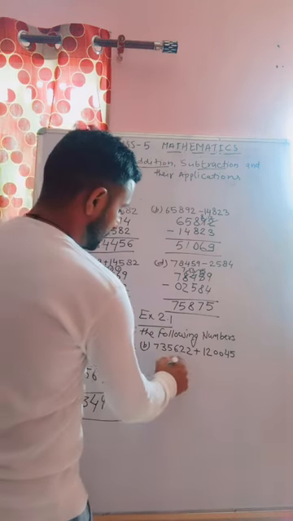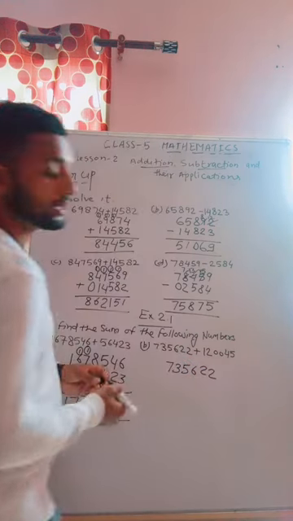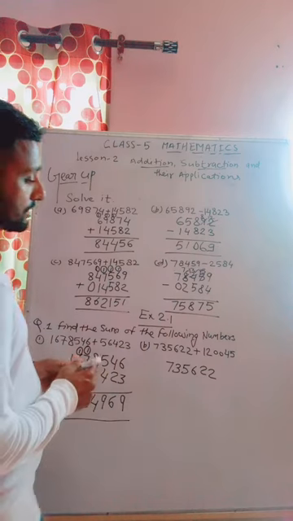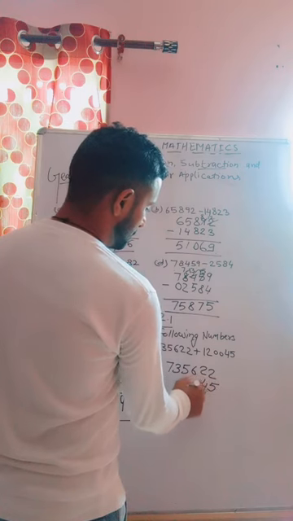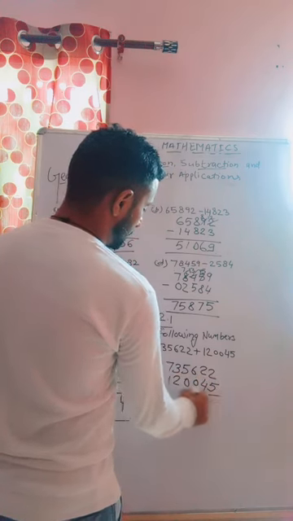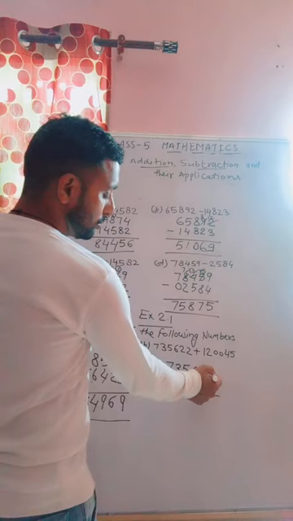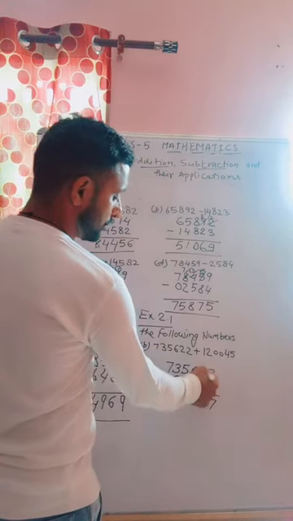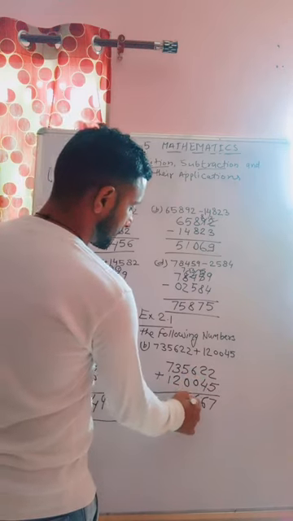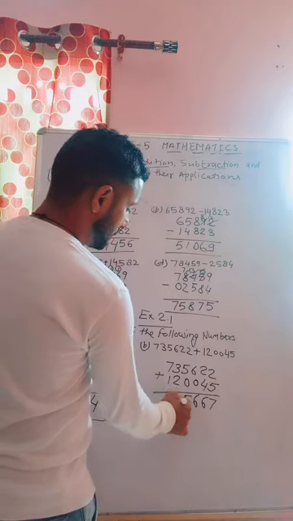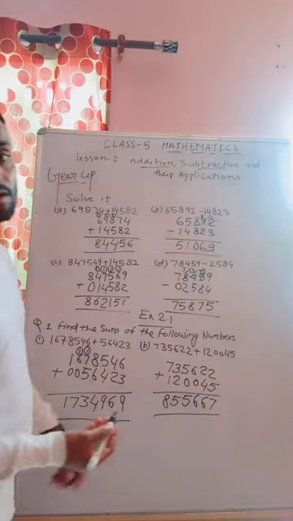Next you write here 7 3 5 6 2 2. First you arrange this question for the addition. You write on the other side 5 4 0 0 2 1. The given symbol is addition, so we write the sum symbol here. 2 and 1 is 3, 2 and 2 is 4, 6 and 0 is 6, 5 and 0 is 5, 3 and 4 is 7, and 7 and 5 is 12. This is the answer.